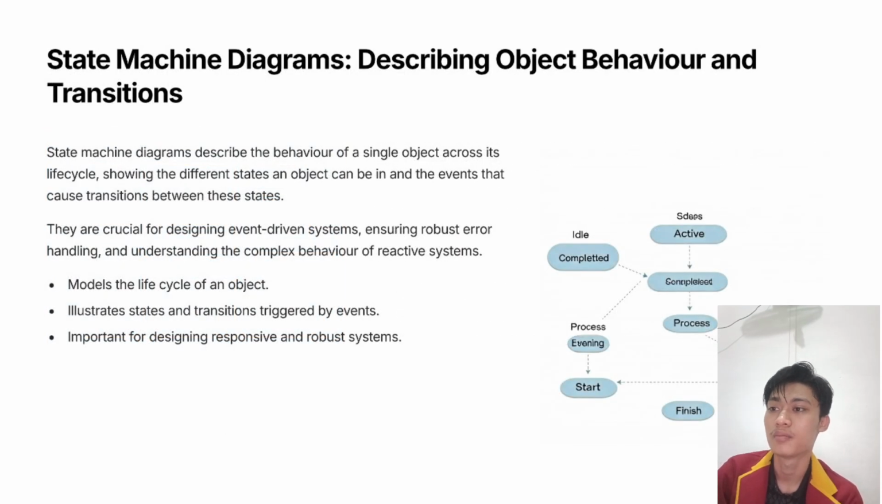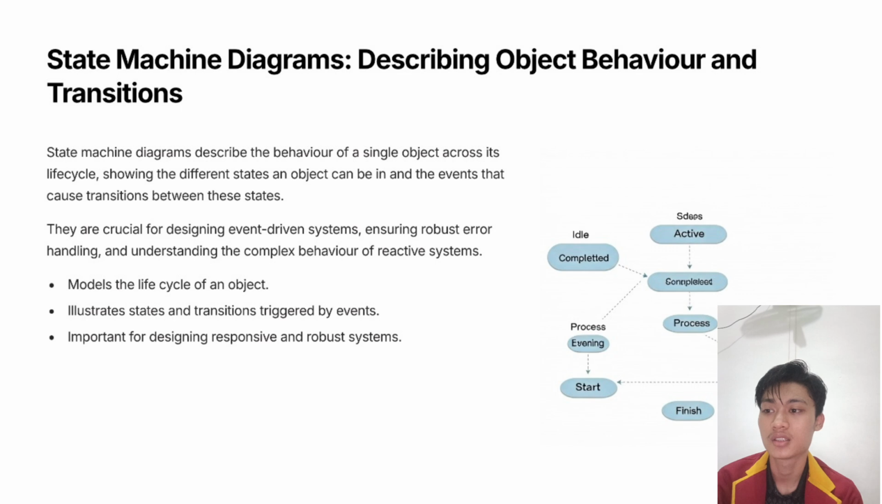Next, state machine diagrams, describing object behavior and transitions. State machine diagrams describe the behavior of a single object across its life cycle, showing the different states an object can be in and the events that cause transitions between these states. They are crucial for designing event-driven systems, ensure robust error handling, and understanding the complex behavior of reactive systems.